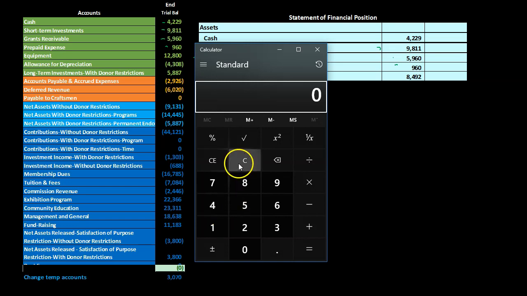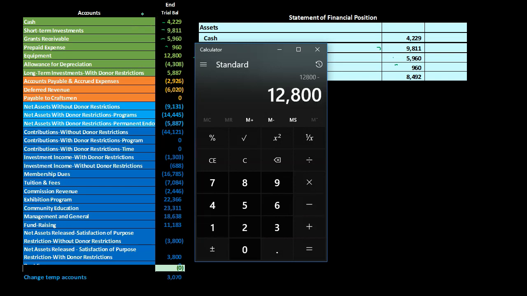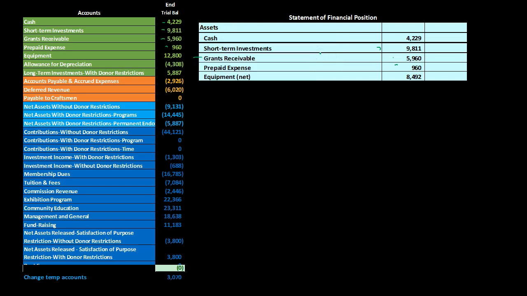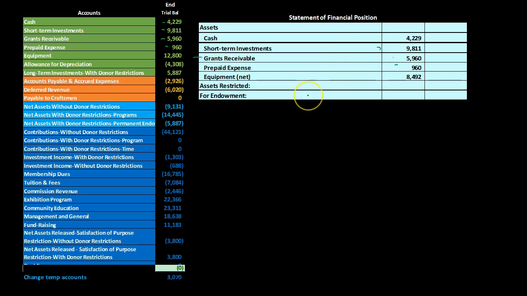Therefore, the book value of the equipment is going to be the cost, $12,800, minus the accumulated depreciation, $4,308. And that's going to give us the $8,492. That's what we're going to record on our statement of net position in the net amount.